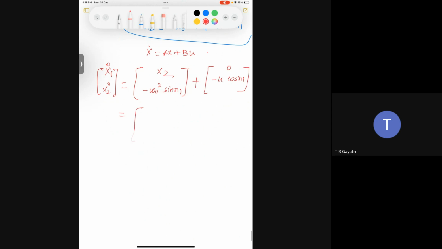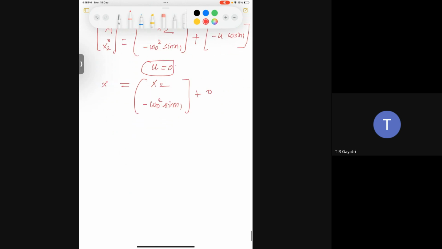So this can again be written as 0, 1, minus omega square. Okay, this cannot be written in that form because it is a non-linear equation, so maximum we can write it like this. Now what is the next step? We will linearize it. When linearizing around its equilibrium point, we will consider u equal to 0 always. So the whole equation becomes x2, minus omega square sine x1, plus 0. So only this simplified term.